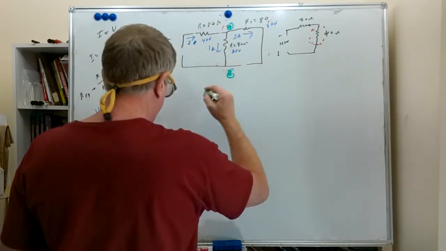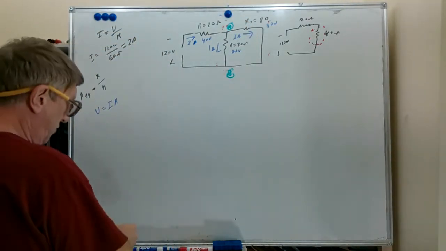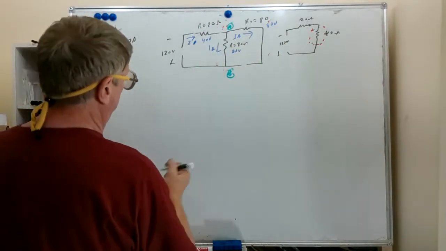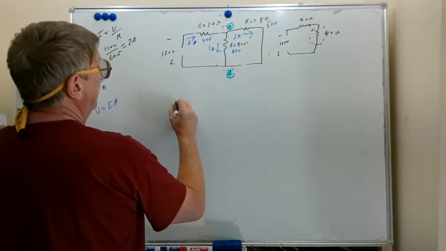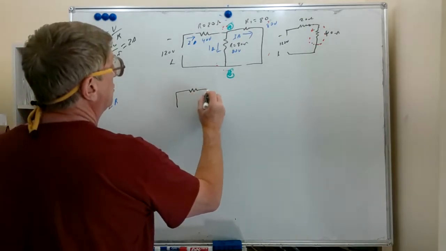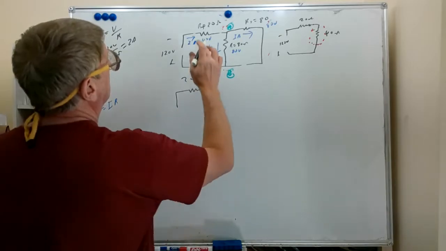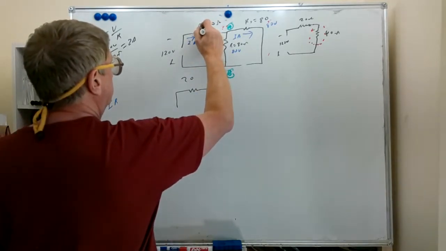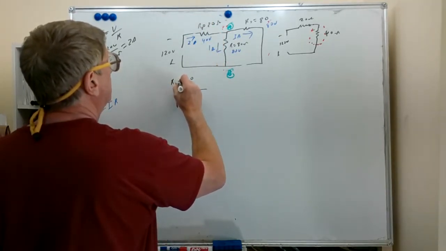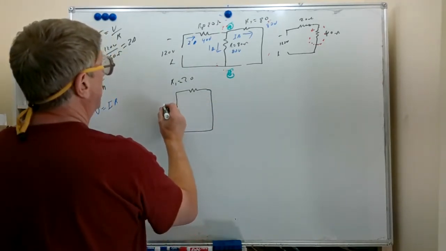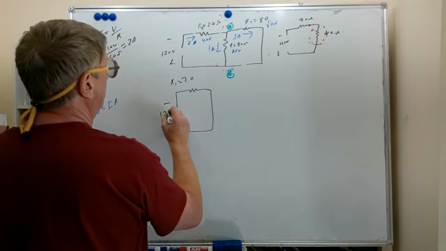If we get a short from point A to B, well, our circuit changes a bit. Then everything here is replaced with a wire. So what's left? We still have our 20 ohm R1. R1 equals 20 ohms. We have our short back to our power supply, 120 volts.